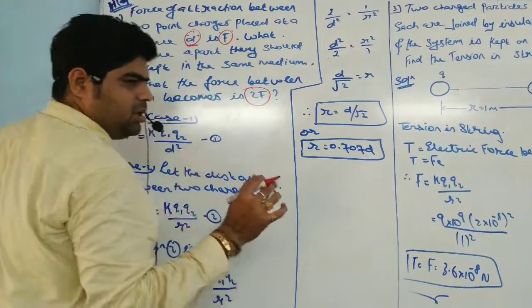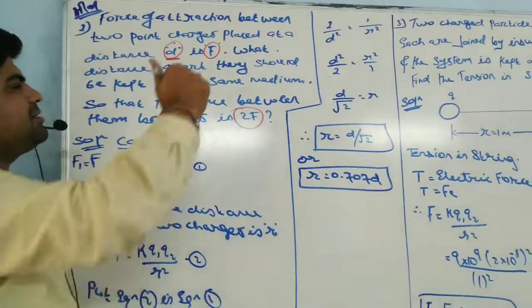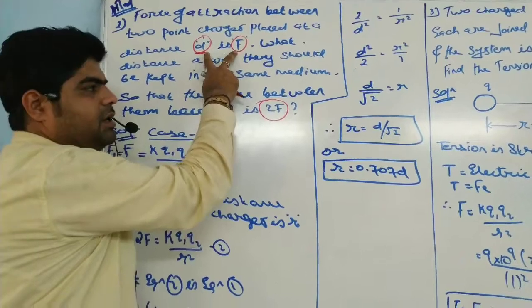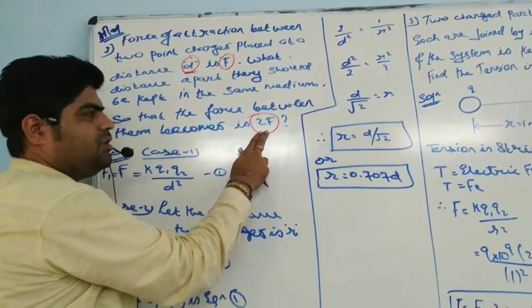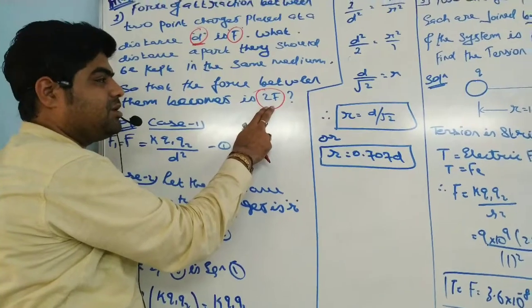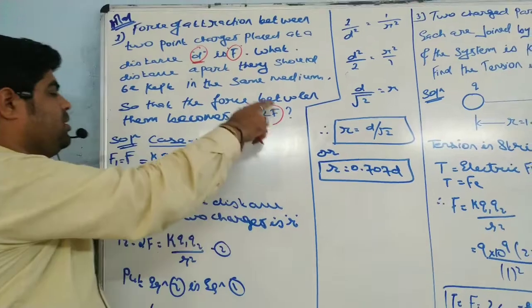Students, understand the question. In this question, two cases are given to us. In the first case, the distance is D and the force is F. In the next case, we need to find the distance at which the force between the charges is 2F.